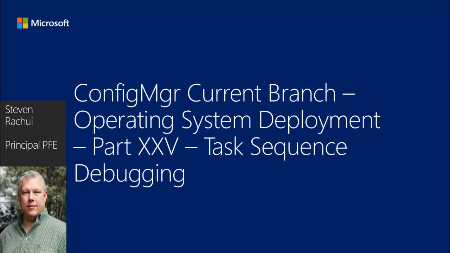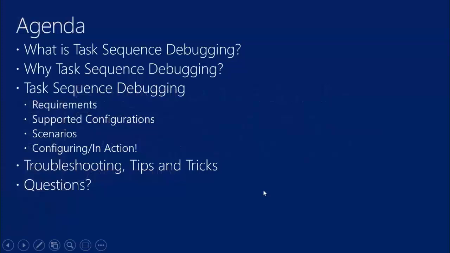Today's discussion is part 25 of an ongoing series focused on operating system deployment in ConfigMgr Current Branch. Today's focus will be to discuss the new Task Sequence Debugging options that we have in 1906. Specifically, our agenda, very similar to what we've done in all of our sessions.